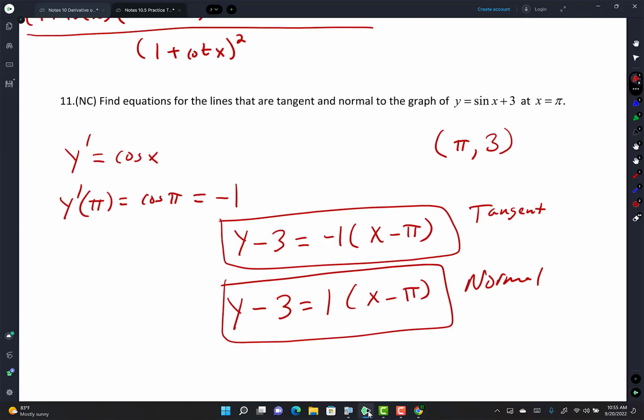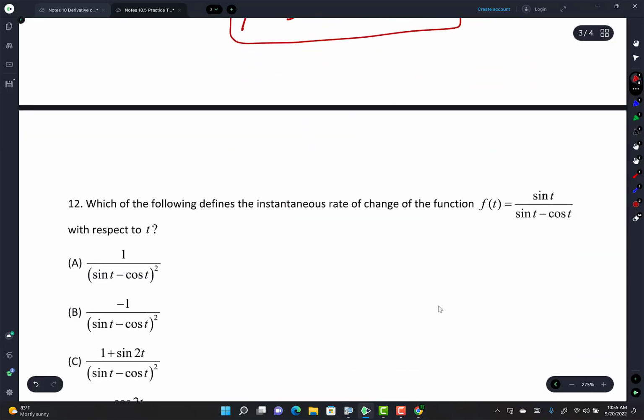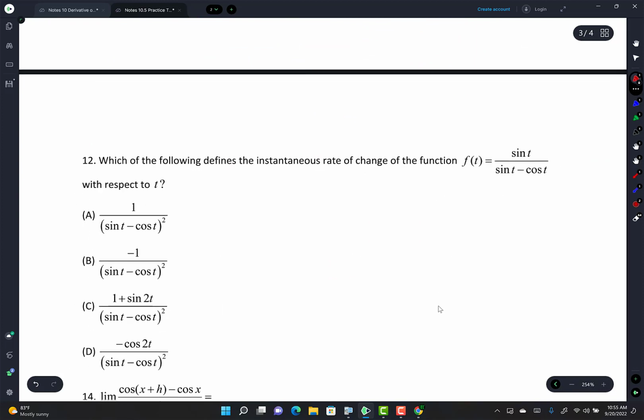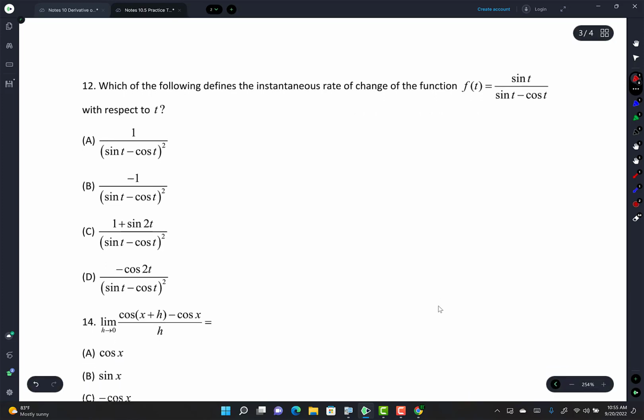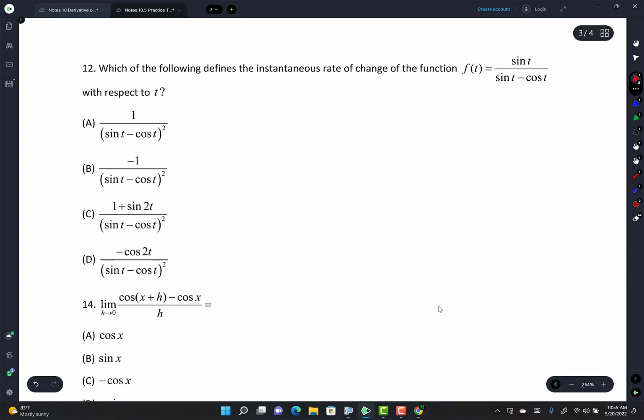All right. Let's see. What do we got next? Okay, here we go, guys. You guys want to see if you can do this on your own, a 2-minute head start, or no? Which of the following defines the instantaneous rate of change of the function with respect to t? What does that mean, instantaneous rate of change? The derivative. So find the derivative of this, guys.